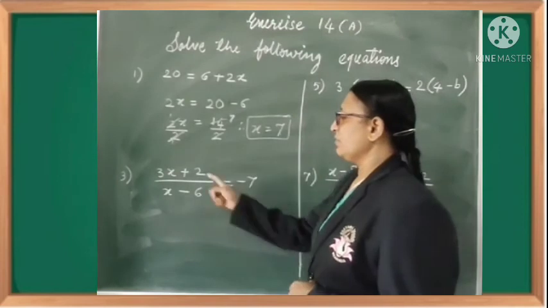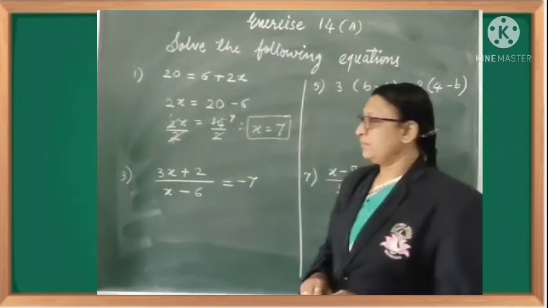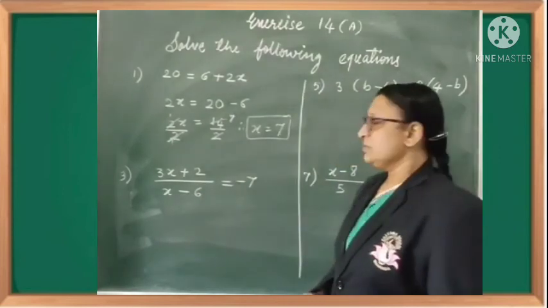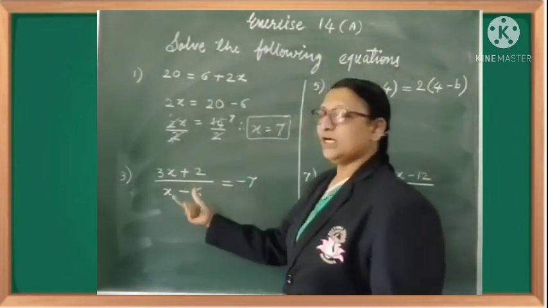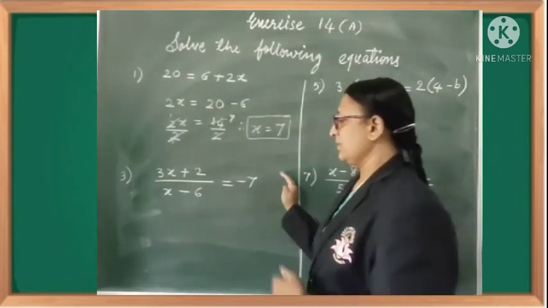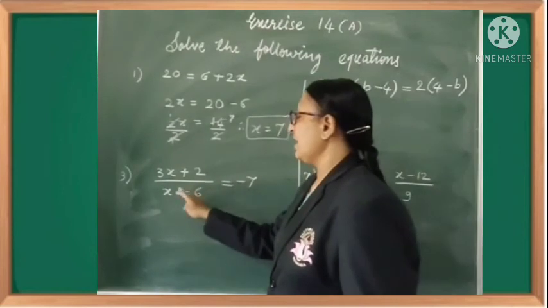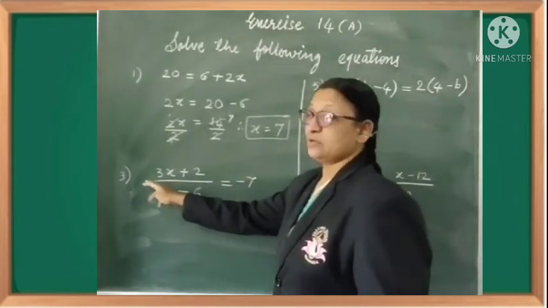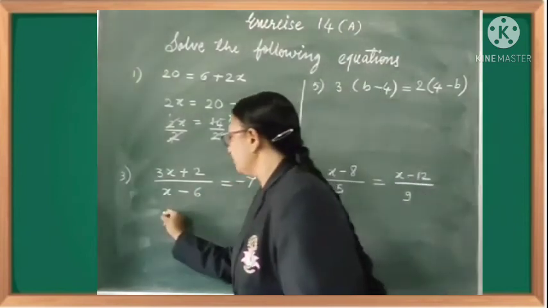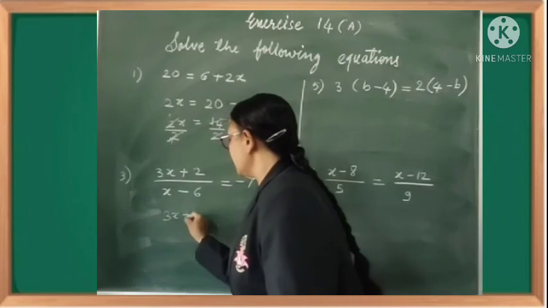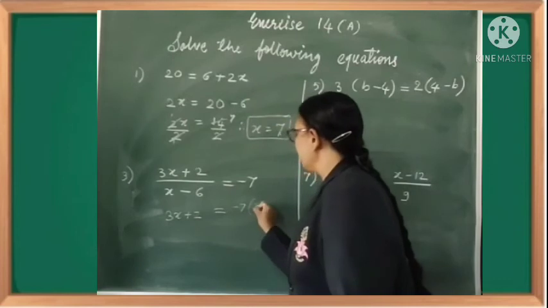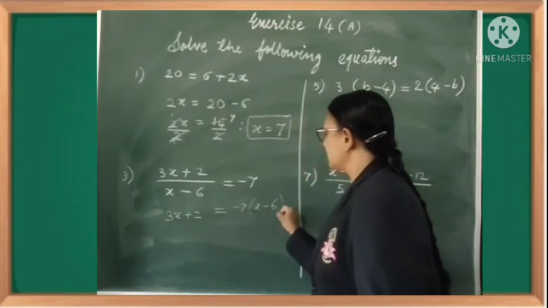Now let's move to the next example. Example 3: 3x plus 2 upon x minus 6 equal to negative 7. Since we need to find out the value of the unknown term, we need to transpose this denominator from the left side to the right side. Meaning it is divided by x minus 6, so we will multiply by x minus 6, or we will transpose this whole expression to the opposite side. So we get here 3x plus 2 equal to negative 7 multiplied by x minus 6.